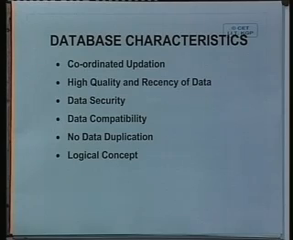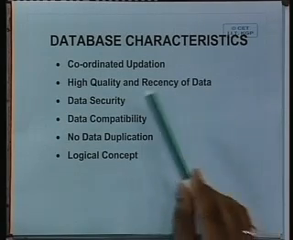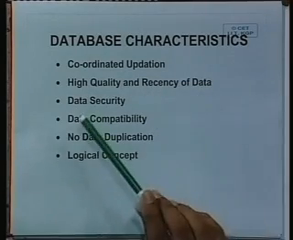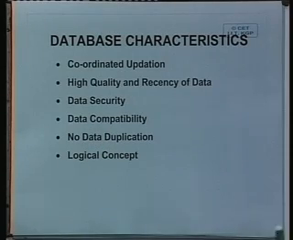The first one is the coordinated updation, that whenever you are updating, since you have a common field, all the entries are taken together. The high quality and recency of data. Recency of data means, see, if you have multiple files, any update you may have to do in all the files. Many a time what happens, whenever you have isolated applications, suppose the personnel department has all the employee details. Now, if these data you are also keeping in individual departments, you think, why do I have to go to the personnel database all the time, let me keep my own data. So, every department keeps their own personnel data.